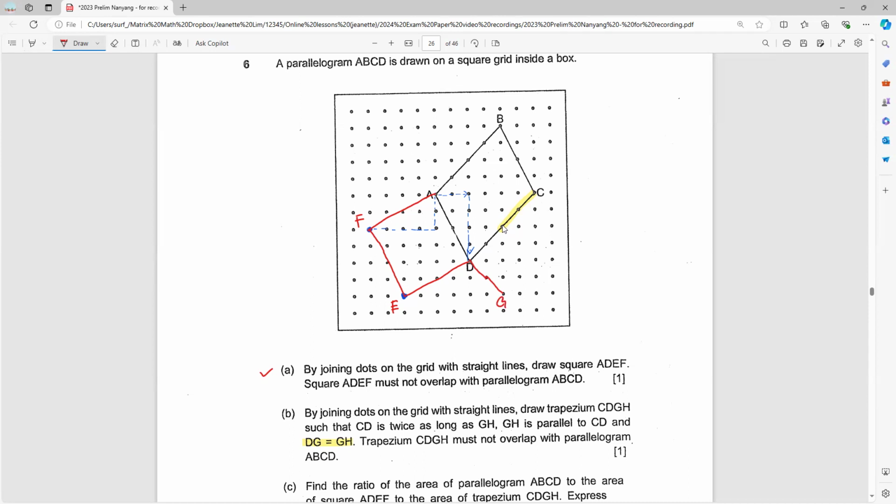DG is the same length as GH. So when you draw GH, it has to be the same length as the one highlighted in yellow. This. Okay, so this is H. Now you just connect C to H. Okay, please use a ruler. It's a bit hard for me to do it here. All right, so that is your part B. Trapezium CDGH.